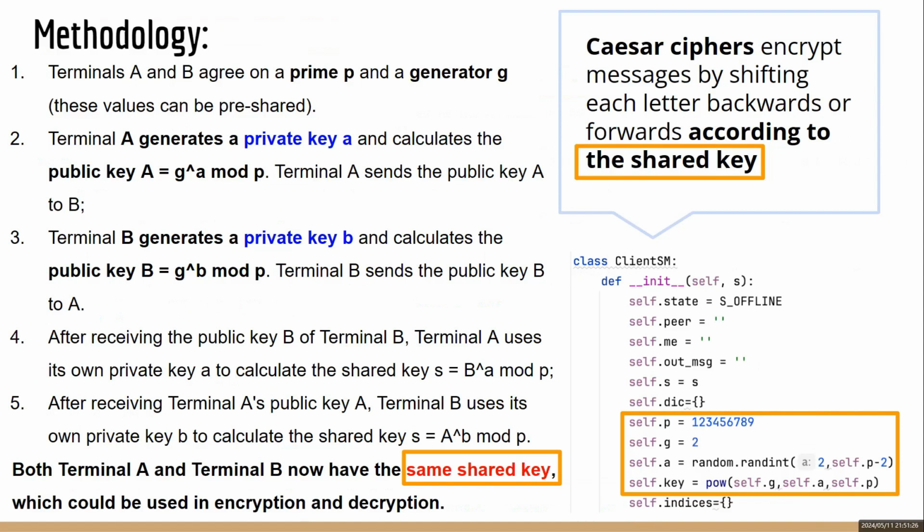By shifting each letter backwards or forwards in the alphabet according to the shared key, we can encrypt and decrypt the messages. And here we can see that in our client state machine, in the definition of these initials, we added P and G as predefined numbers, and here the private key A is actually a random integer, and the self key actually refers to the public key.